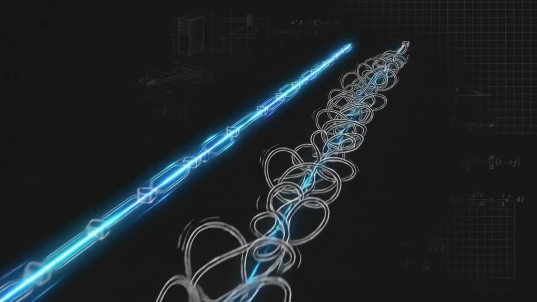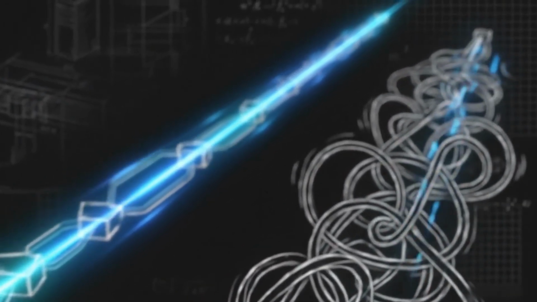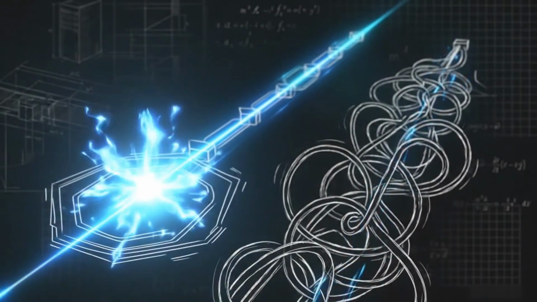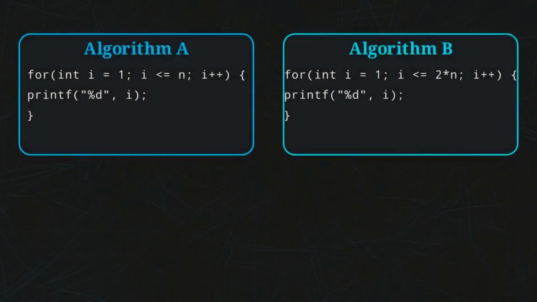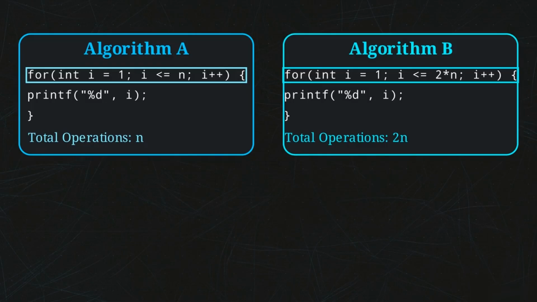When two engineers write code to solve the exact same problem, we need an objective mathematical method to prove which solution is superior. Let's examine these two C-style loop structures side by side. Algorithm A prints a value exactly n times, resulting in n total operations. Algorithm B executes twice as much work for the same input, running 2n operations.